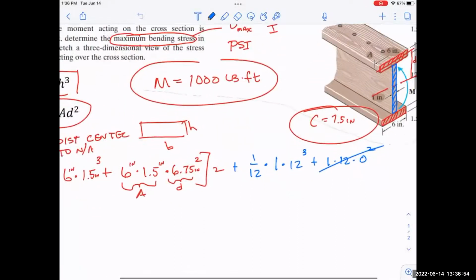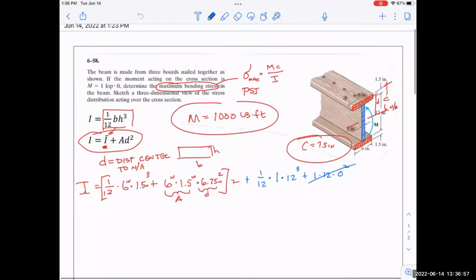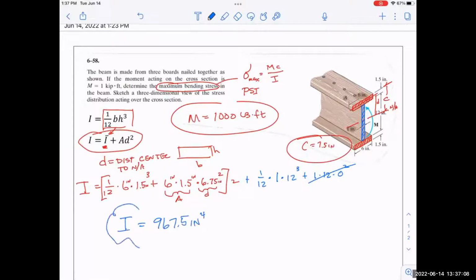So notice this is also inches to the fourth. And so if you punch all that in your calculator and you don't screw it up, you get 967.5. Do you agree that's our final ingredient to our recipe for sigma?